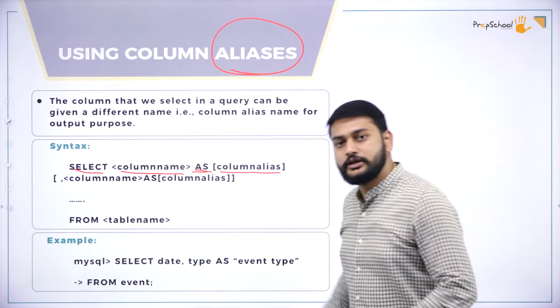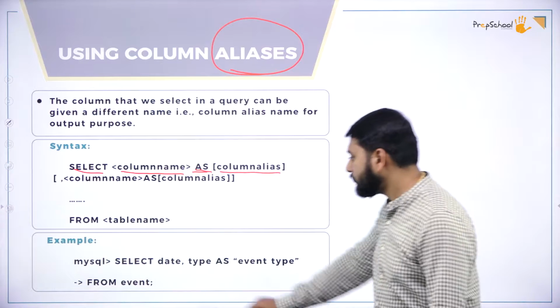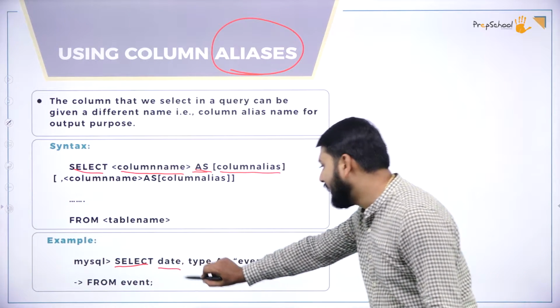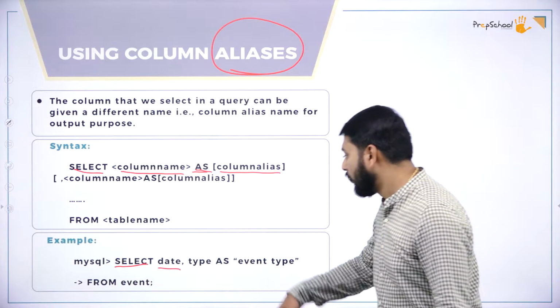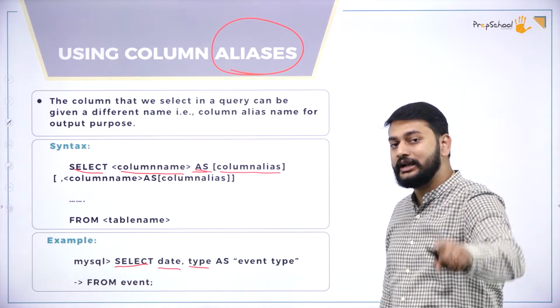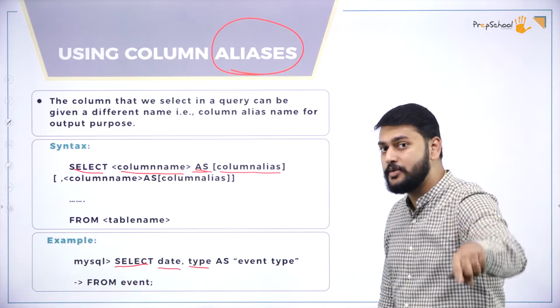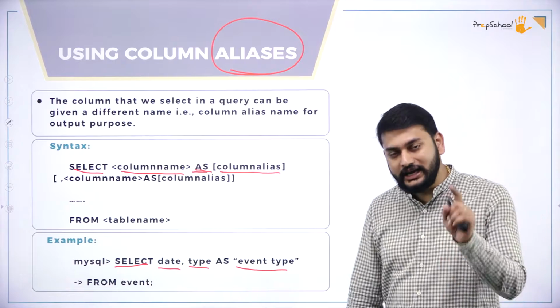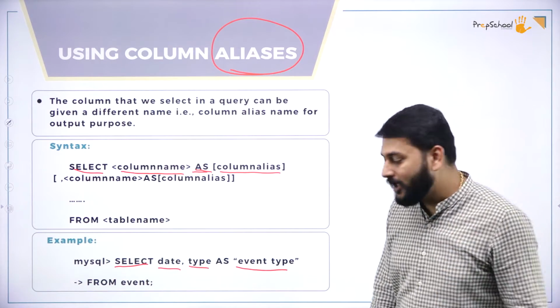So let's see the query, how exactly it looks. Look here, I am writing select. What is the column name here? Date. What is the column name? Date. What is the second column name here? Type. You want to retrieve the second column name type as event type.